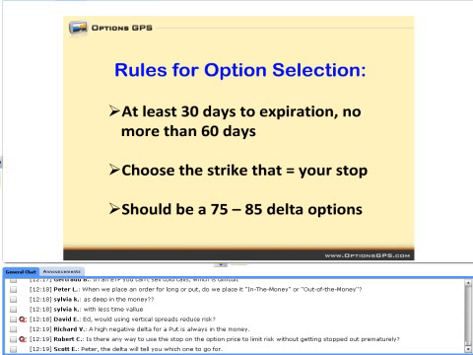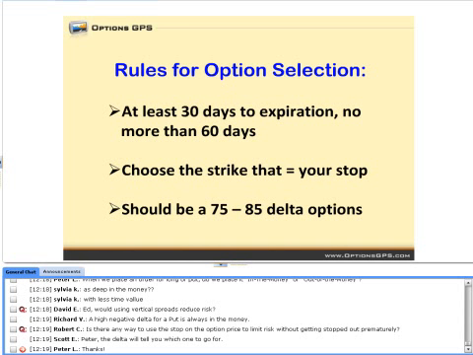David asks, Ed, would you use vertical spreads to reduce risk? That is certainly a possibility, David, especially if you're the aggressive trader that trades on the contra trend signals. You can certainly help reduce your risk by using vertical spreads. You are, of course, reducing your potential profit, but again, you have to constantly make a trade-off between the risks that you're assuming and the rewards that you can reasonably expect to gain.